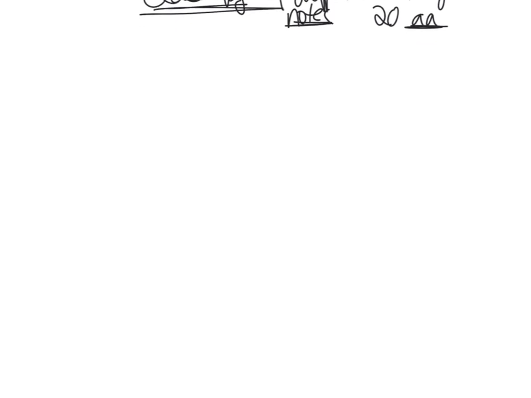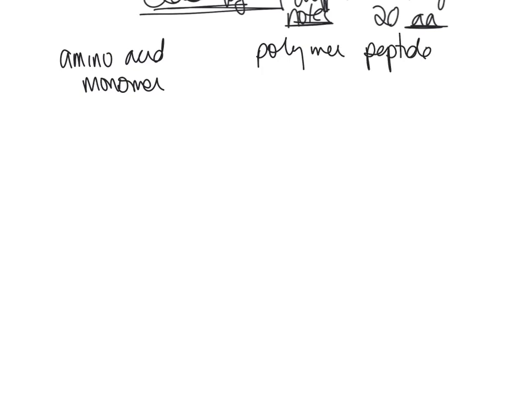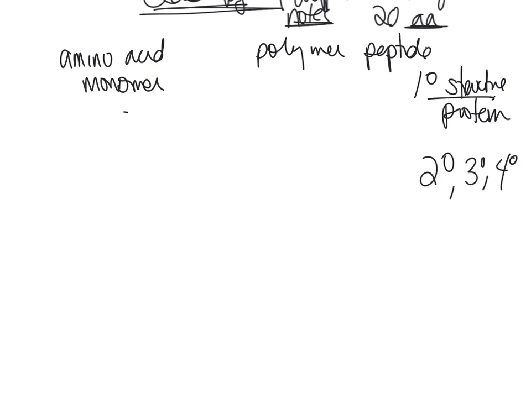So amino acids are your proteins. The amino acid is the monomer, and the polymer is called a peptide. When they're linked in order to make the polymer, this is called your primary structure of protein. And you're going to learn and classify the different structures of protein. There's primary, secondary, tertiary, and quaternary. And I need you to be able to classify all 4 of those.